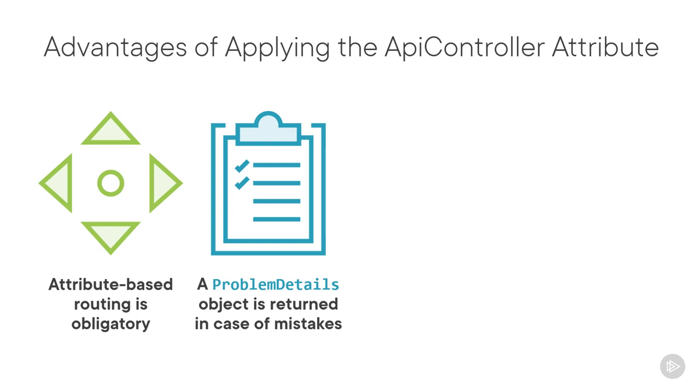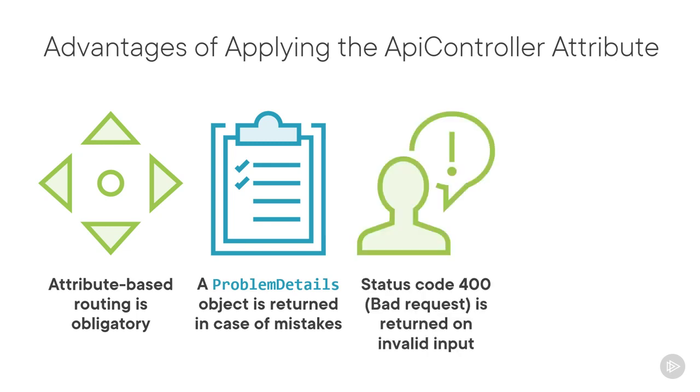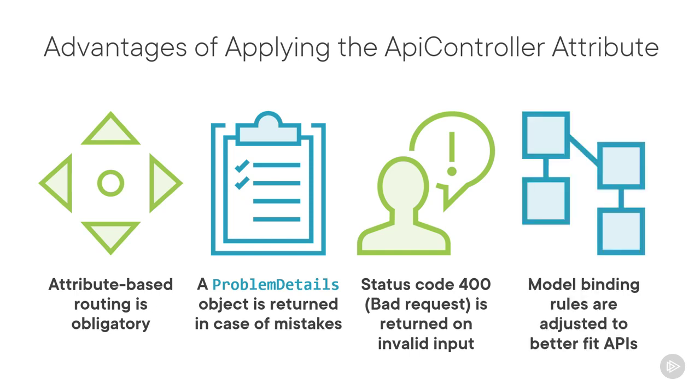Which brings me to the next part. We got back a 400 bad request when what we inputted was invalid. That's a bit odd because we never specified the status code we wanted to get back when input is invalid. Well, it's the API controller attribute that enabled this. We will look into input and validation in more detail in the next module, but it is already interesting to know that the API controller attribute helps in this regard. And lastly, model binding rules are adjusted to better fit APIs.